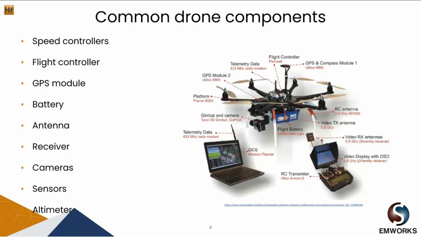Now let's look at the key components of a drone. Drones have a large number of components, including electronic speed controllers, which control the motor speed and direction, flight controller, a GPS module, a battery, antenna, receiver, cameras, sensors, including ultrasonic sensors and collision avoidance sensors. Last but not least, altimeter, which measures the altitude.